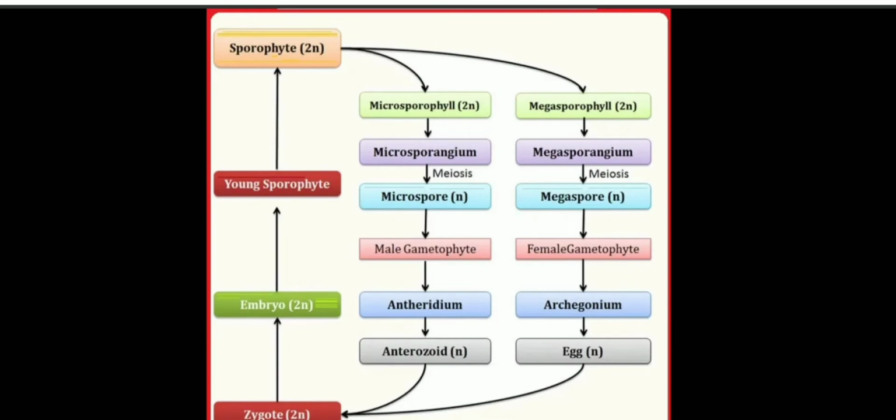After meiosis, these are converted into microspores and megaspores. The microspore develops into the male gametophyte, and the megaspore develops into the female gametophyte. From the male gametophyte, antheridia are developed, and from the female gametophyte, archegonia are developed. The antherozoids and the egg fuse together to form a zygote. The zygote is diploid, and it develops into an embryo, then a young sporophyte, and then the sporophyte. This is a haplodiplontic life cycle, where both haploid and diploid phases occur.